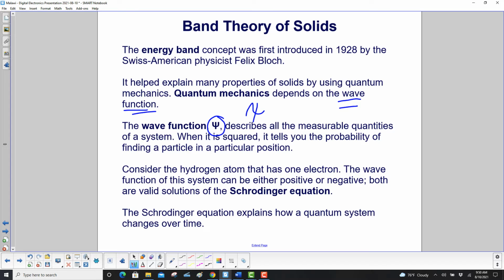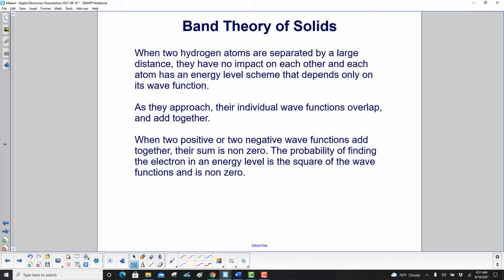Consider the hydrogen atom that has one electron. The wave function of this system can be either positive or negative. Both are valid solutions of the Schrödinger equation. The Schrödinger equation explains how a quantum system changes over time. When two hydrogen atoms are separated by a large distance, they have no impact on each other, and each atom has an energy level scheme that depends only on its wave function.